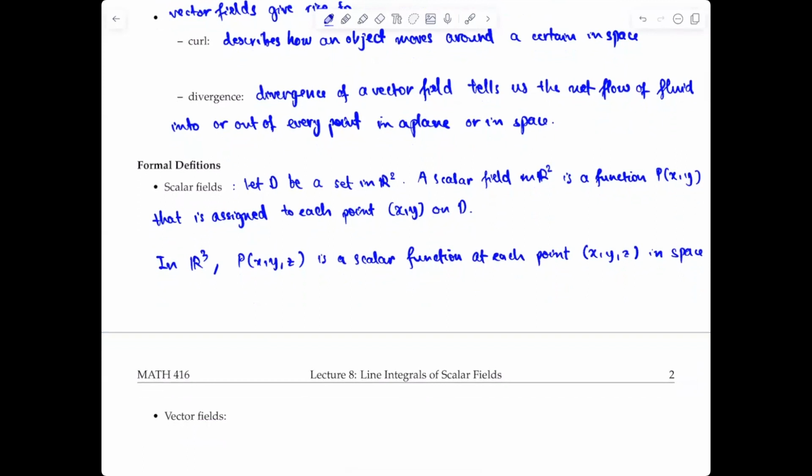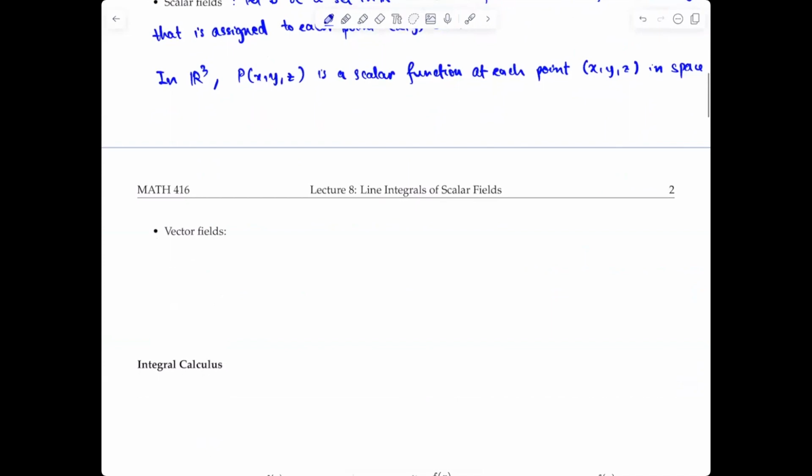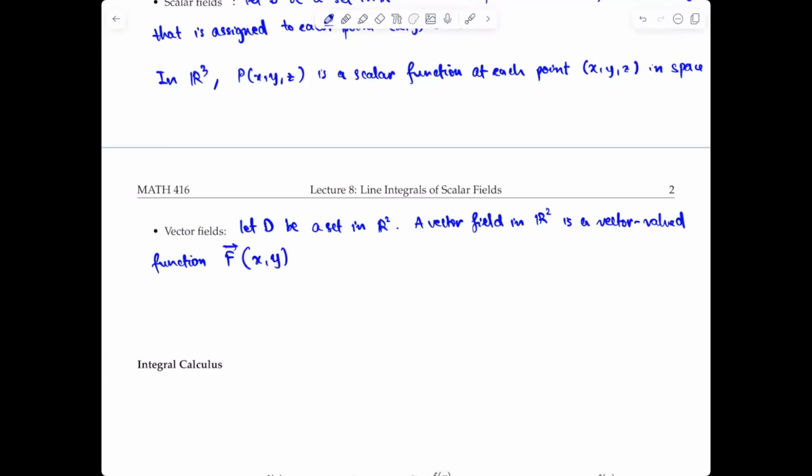All right, so this function P of x comma y, or P of x comma y and z, is a scalar function, or a real value function, just the regular functions that you usually deal with in multivariable calculus. Now for the vector field, let D be a set in R2. A vector field in R2 is a vector value function of this form, F of x comma y. So F is the vector value function that is assigned to each point x comma y on D.